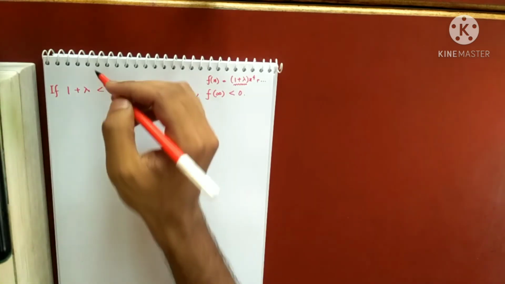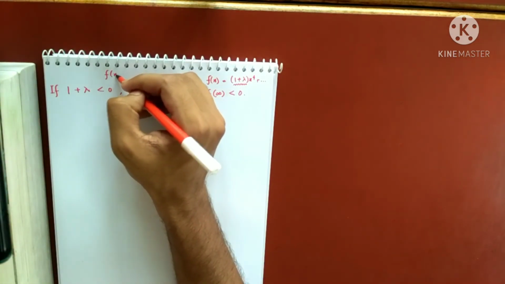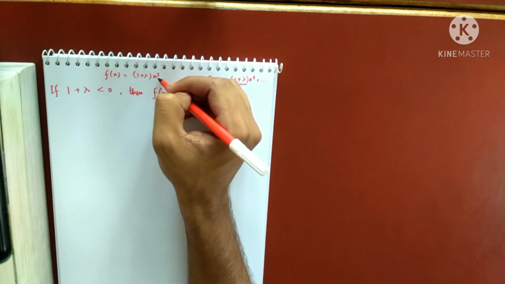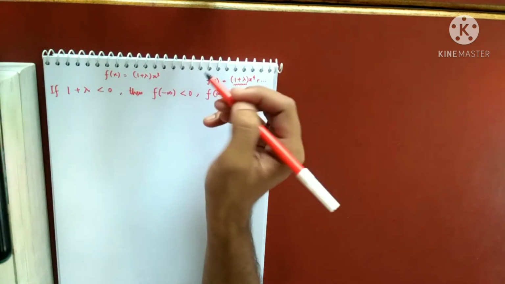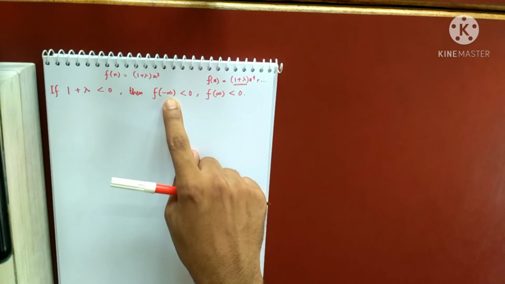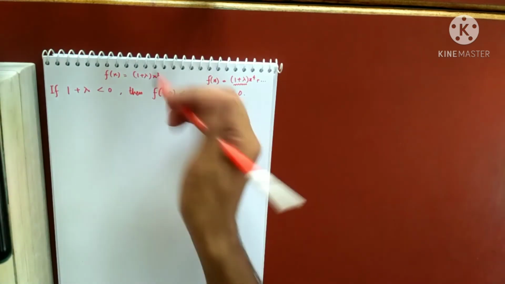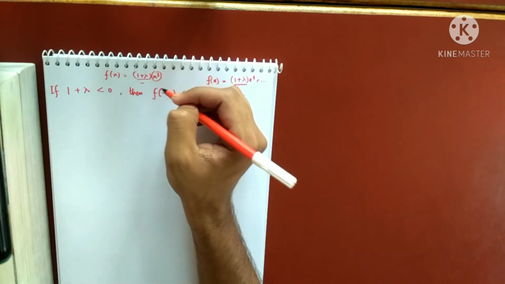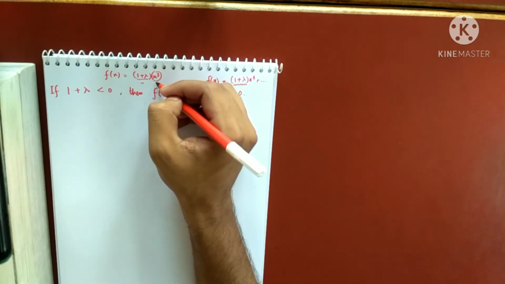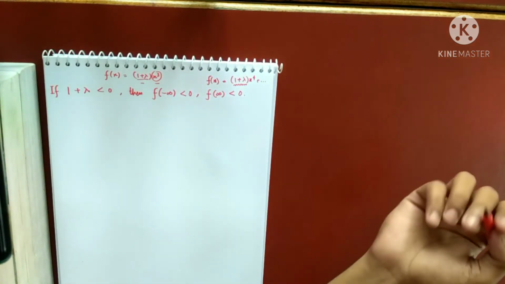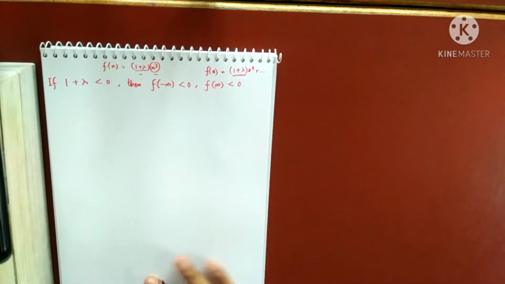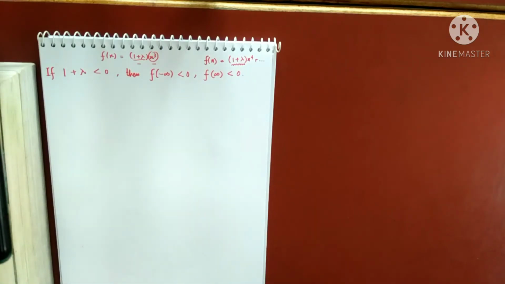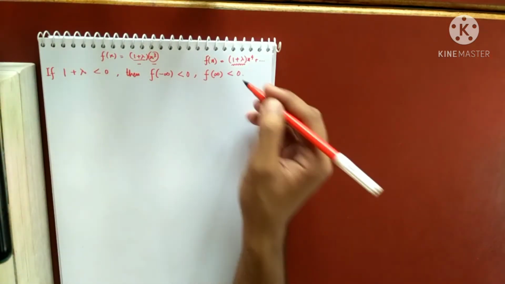Okay, but don't make this mistake. Suppose the question was like this, 1 plus lambda x cube. In that case, if I am considering this as negative, f of minus infinity will be a positive quantity. Why? Because this is negative, and if I am putting a negative quantity here, its cube will be negative, so minus minus will make it plus. So just understand these things. So in our case, this is happening. f of minus infinity is negative and f of infinity is positive.